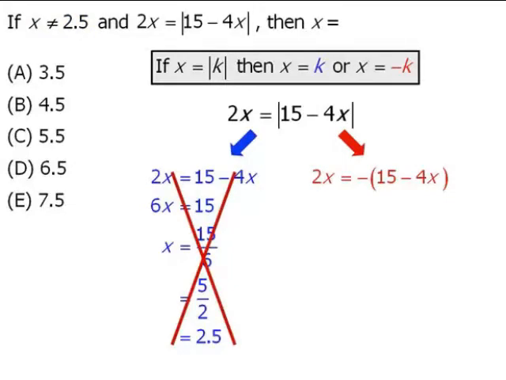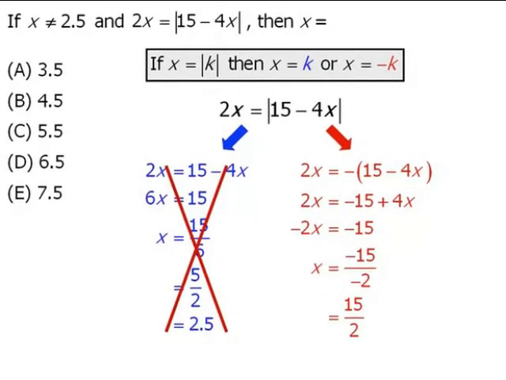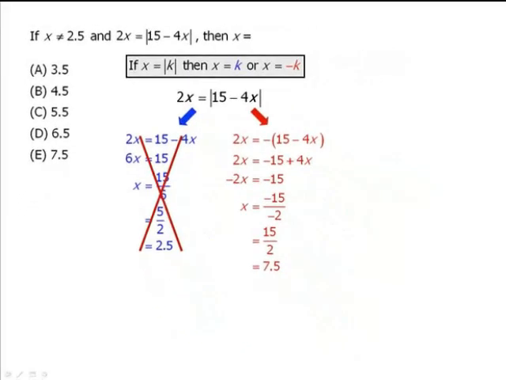Let's first simplify the right-hand side. And now we can subtract 4x from both sides of our equation. Now we'll divide both sides by -2. We can simplify this to be 15/2, which is equal to 7.5, so our answer here is E.